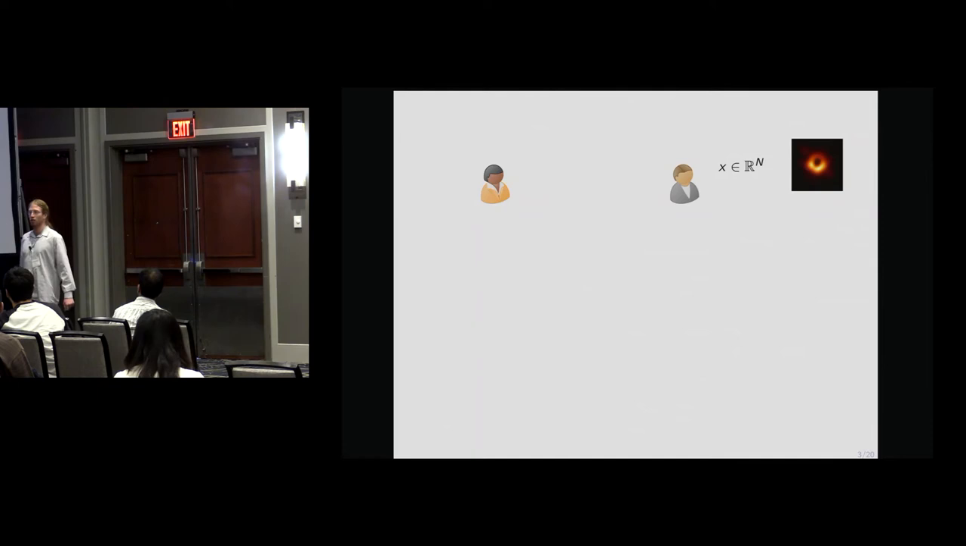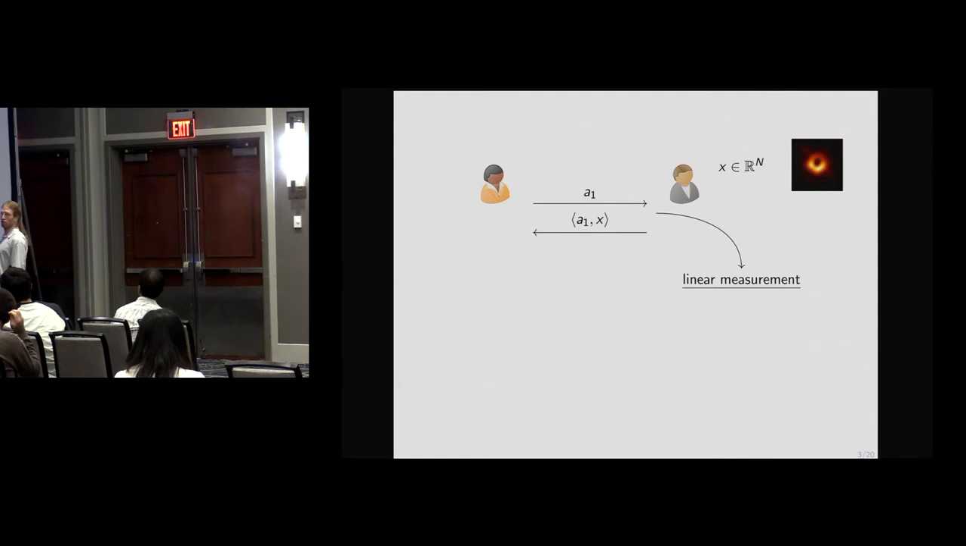And the setting for the sparse recovery is the following. We imagine that there is Bob, who has some high n-dimensional vector x in his head, for a large n. And we have Alice, who can ask Bob a question that I will call a linear measurement. So Alice sends a vector a1 to Bob, and she reads back an inner product between a1 and x. And she can ask another question a2. She reads back the inner product. She wants to make the smallest possible number of linear measurements like that. And eventually, she would like to recover the vector x that Bob has.